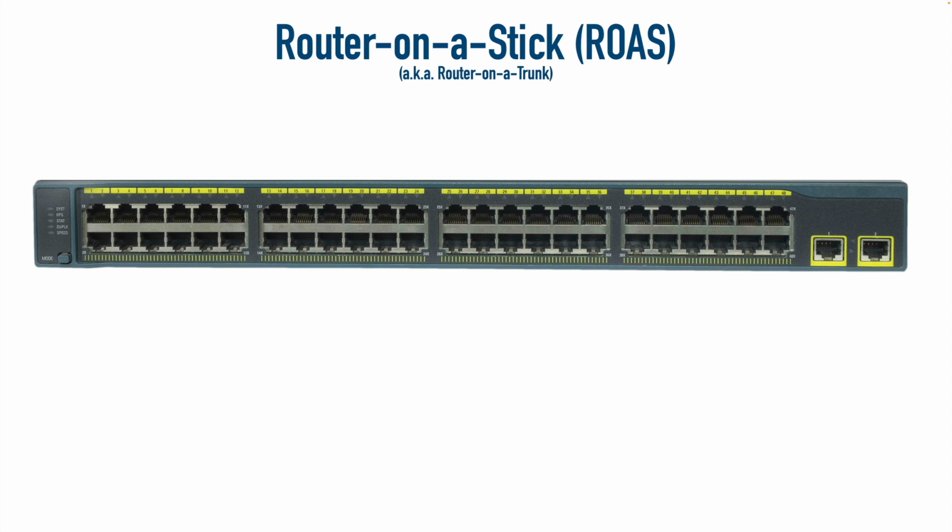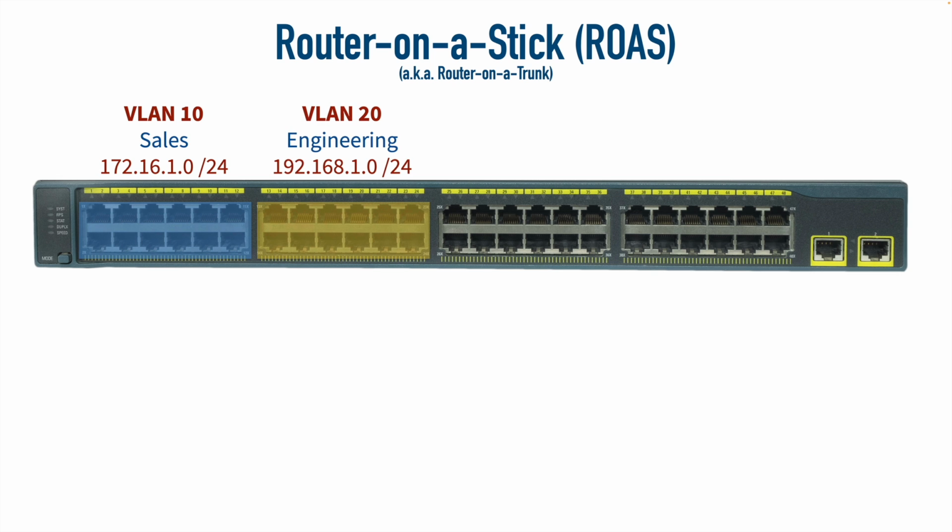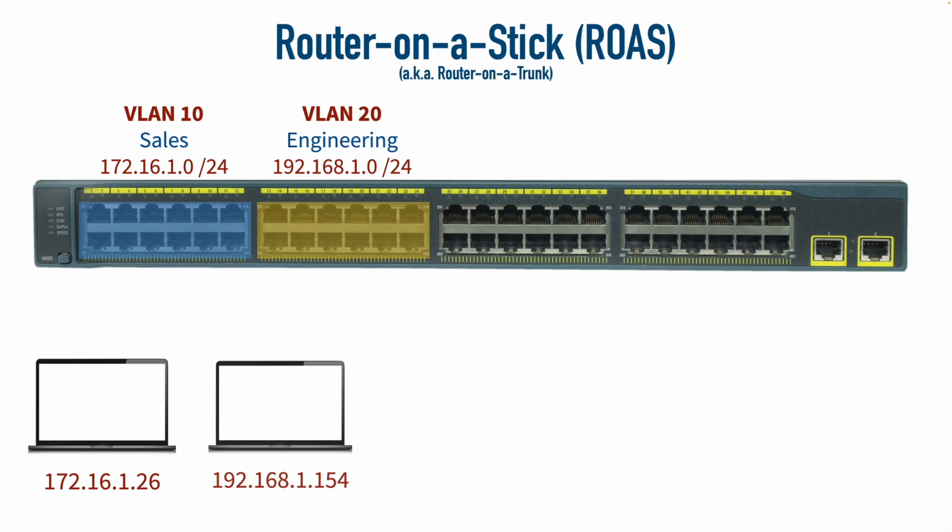And by the way, this is recapping something we talked about earlier in this lesson. We said that we might have a sales VLAN with a subnet of 172.16.1.0/24. Maybe we've got an engineering VLAN of 192.168.1.0/24, and we've got PCs connected to each of those VLANs. If I wanted to pass traffic from one PC to another PC, that's not going to be happening by itself on a layer 2 switch.